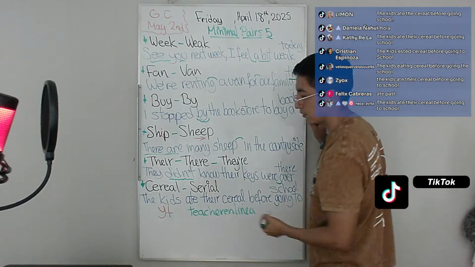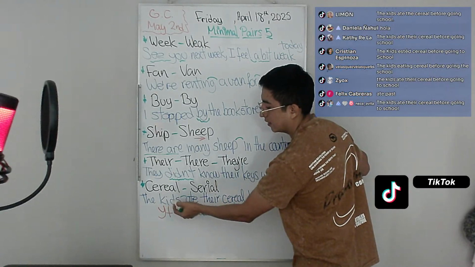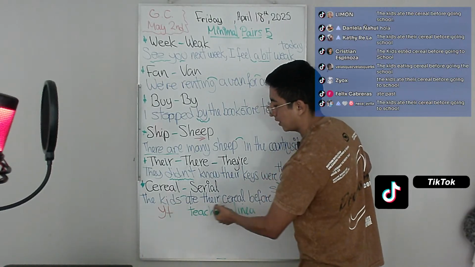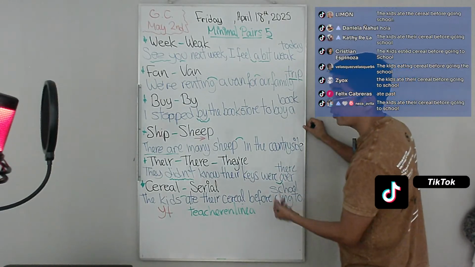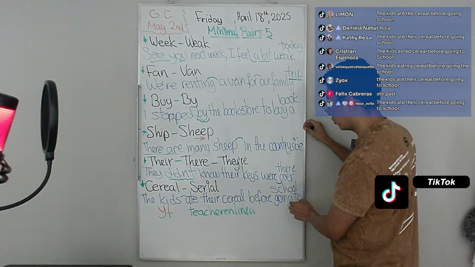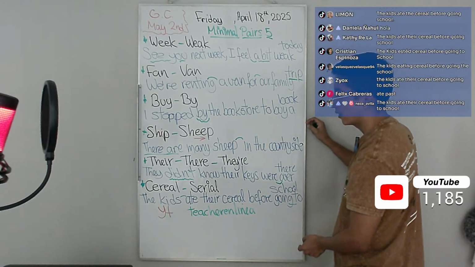Let's practice the pronunciation of these words. Okay, kids ate, kids ate, kids ate. The kids ate their cereal before going to school. Going to school, going to school. Okay.